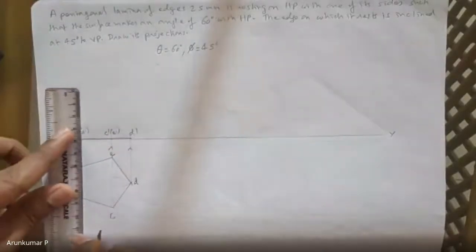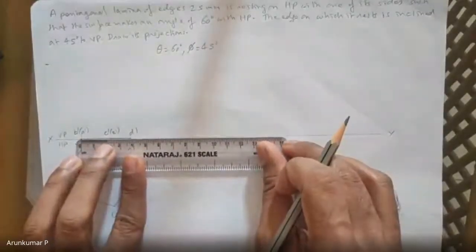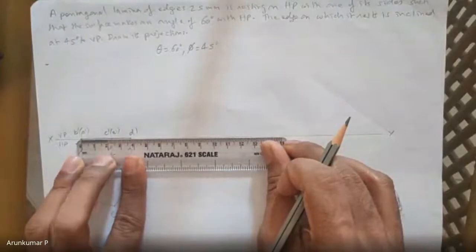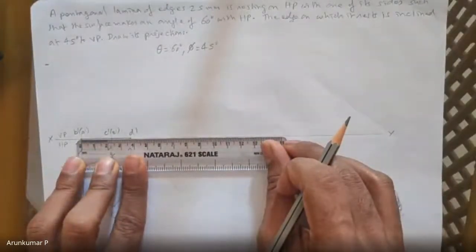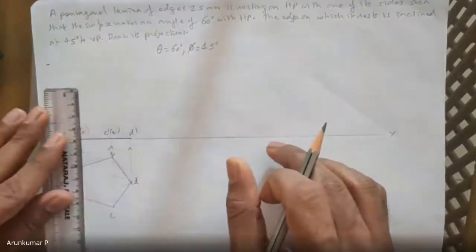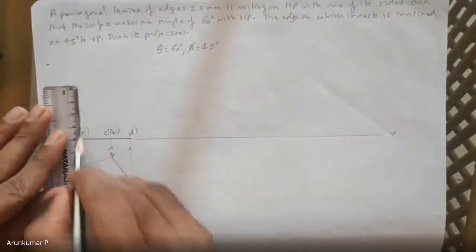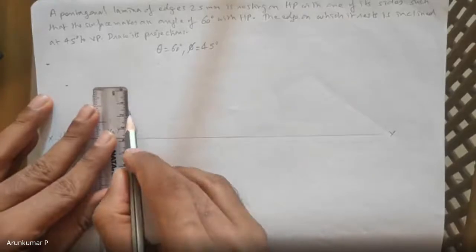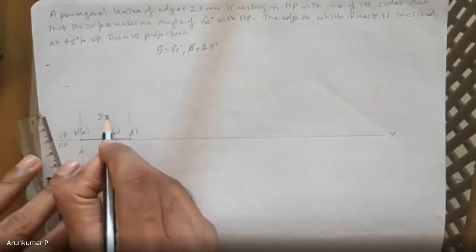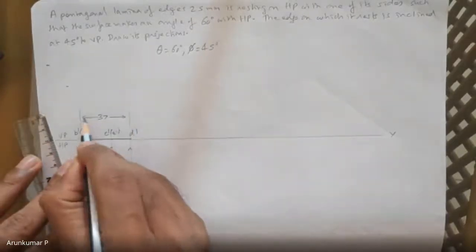You can name them. First one is B dash A dash. Second is C dash E dash. Third is D dash. Please note down the length of this line. Measure the length of the front view because in the second step you have to incline this. So if I'm not wrong, it is coming to around 37 mm. So 37 mm is the length of the front view.